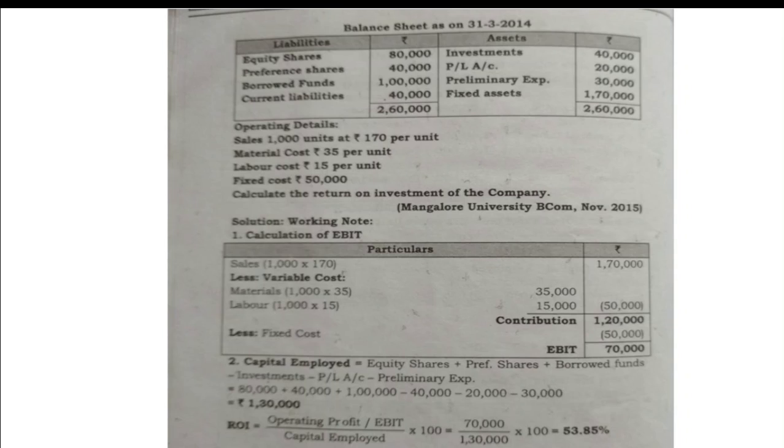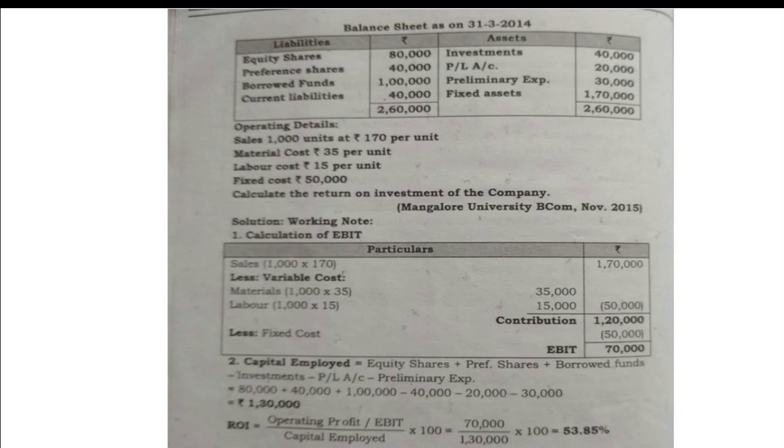We have got sales. In the question they have given 1,000 units sold at rupees 170 per unit. So multiplying 1,000 into 170, total sales equals 1,70,000 for that year. Less from this, first we have to deduct variable cost.